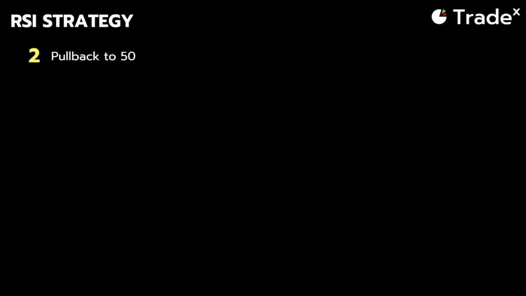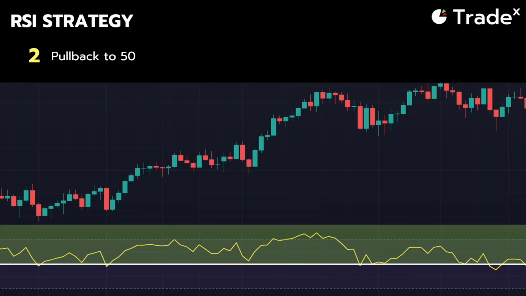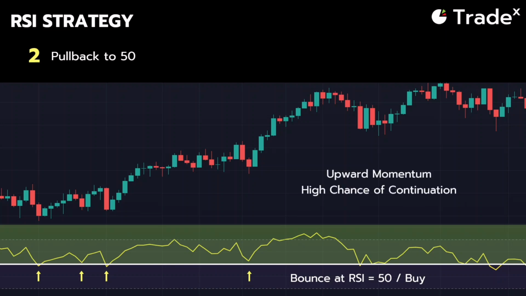Next, strategy number 2, pull back to 50. In this strategy, we focus on the 50 line as a key point of interest. During a long uptrend, the RSI typically remains above this line. When there is a minor pullback or brief consolidation, the RSI may drop slightly towards the 50 line. If the RSI holds at this level and then rebounds, it suggests that the price remains strong. This is a prime opportunity to buy, as the price is likely to continue rising, supported by ongoing momentum.